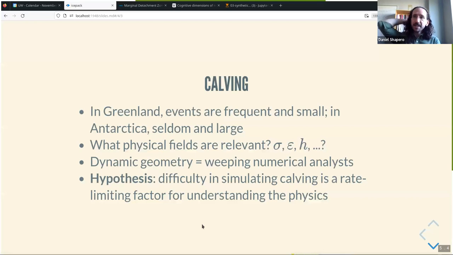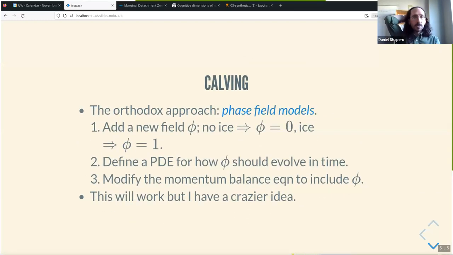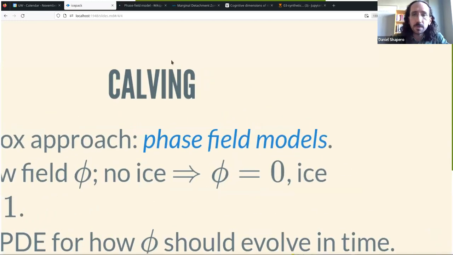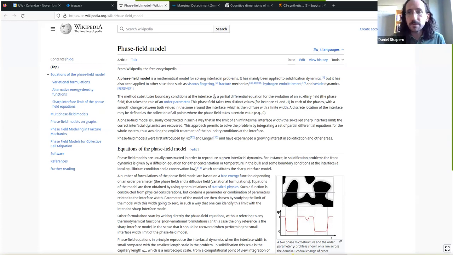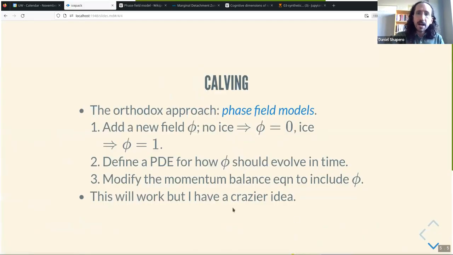So again, I have this hypothesis that's more about the meta science than the science itself, which is that one of the rate limiting factors in us coming up with better calving models is that it's just really awful to simulate. It's very hard, if you have some idea for how calving works, to actually test it in silico. So the conventional or orthodox approach is phase field models or level set methods. And again, I'll point out the Wikipedia page. They're really cool. I've written one before. I think they're fascinating and they're worth knowing about. But the idea is that to describe the dynamic geometry, you can do so implicitly by adding a new spatial field.